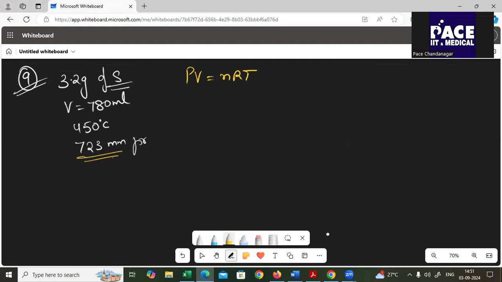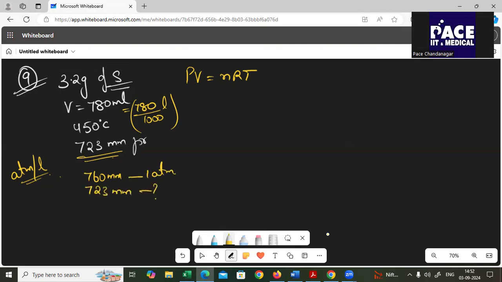Now pressure is 723 mm, given to us. But I know that for the constant, for the standard temperature and pressure, it always has to be in atm and volume in liters. So volume in liters would be my 780 by 1000 liters. This I get. And 760 mm is 1 atmospheric pressure. So 723 mm is how many atmospheric pressures? Because that is what we want. So now just cross multiply: 723 upon 760.